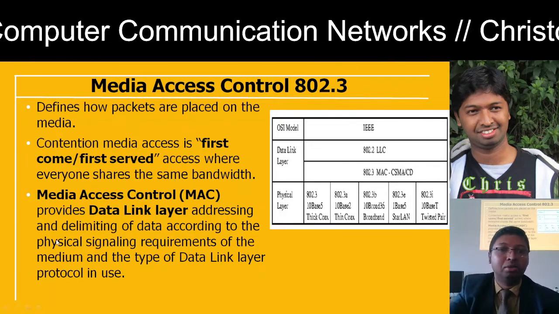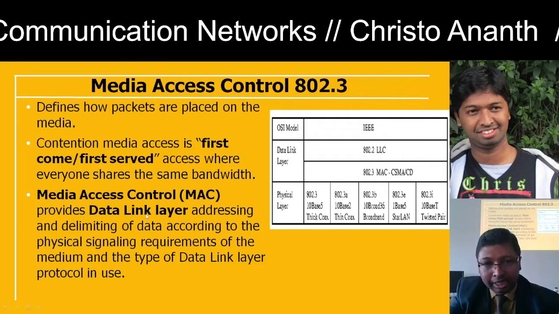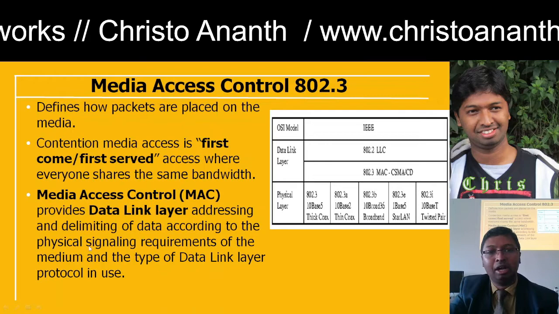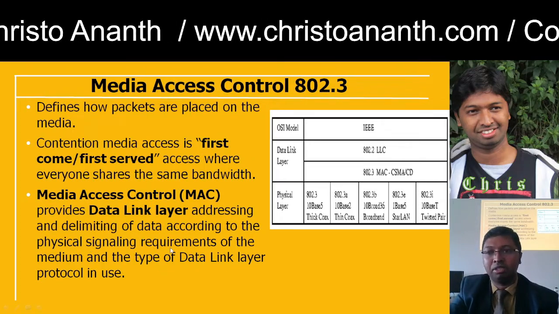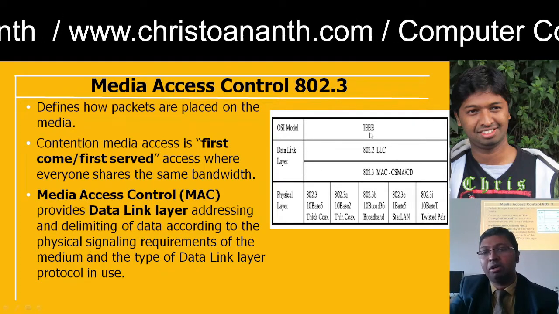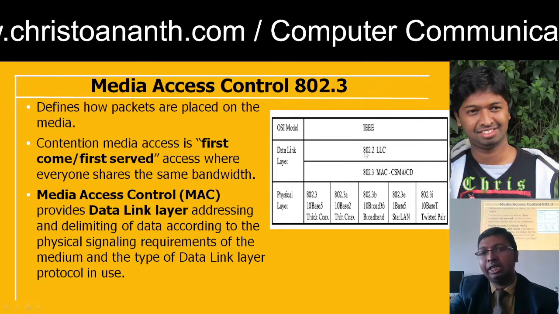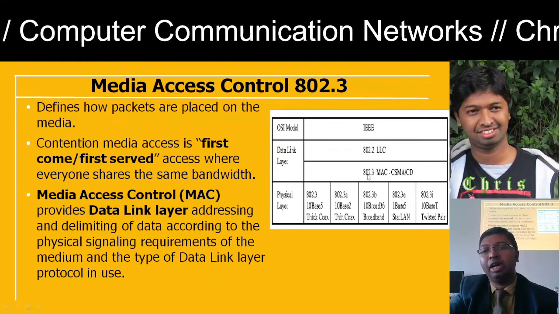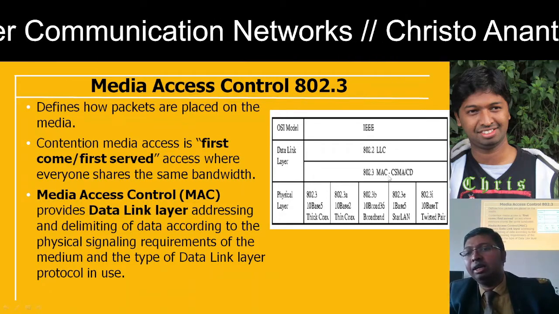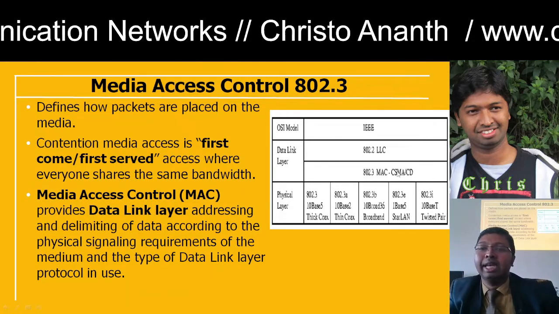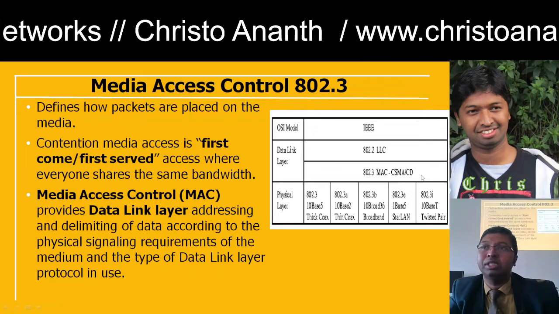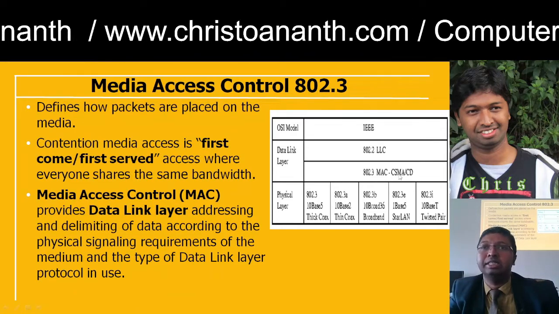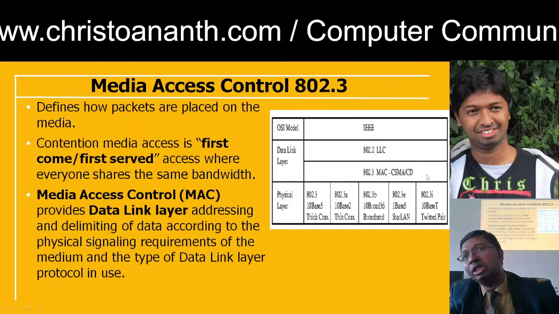Okay. So media access control provides data link layer addressing, and it's going to delimit the data according to the physical signal requirements. Okay. So you have the OSI model, IEEE data link layer 802.2 logic link control, and then you have 802.3 MAC. You have carrier sense multiple access and collision detection. This is CSMA/CD, carrier sense multiple access collision detection.